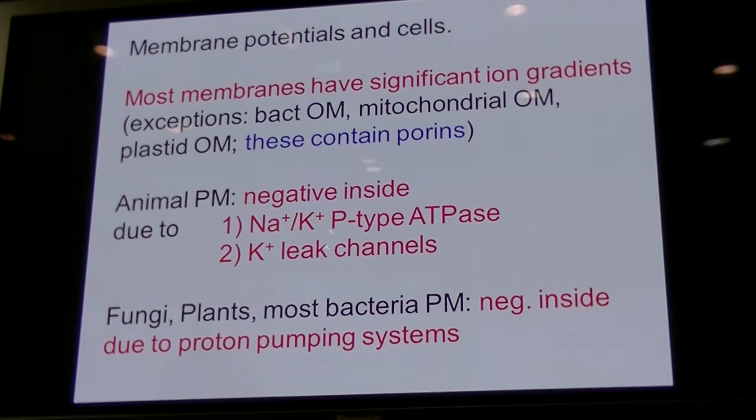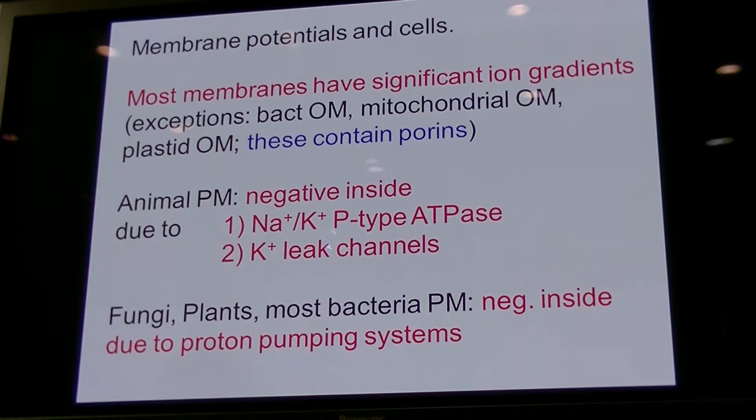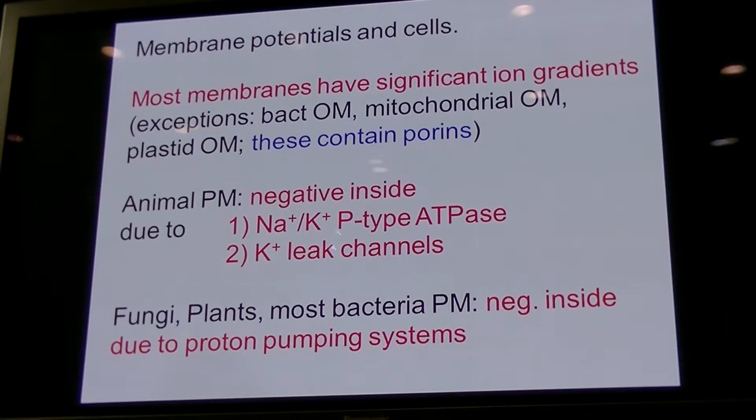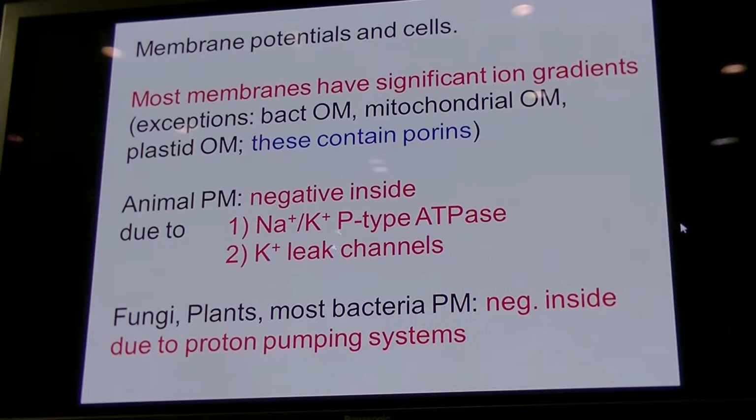Okay, so to put it in words, most membranes have significant ion gradients. That's just the way it is. The only exceptions are those membranes that have large pores, the porins, so that's the bacterial outer membrane and the outer membrane of chloroplasts and mitochondria. These have the big pores, the porins. So what is the typical ion that is the driving ion?